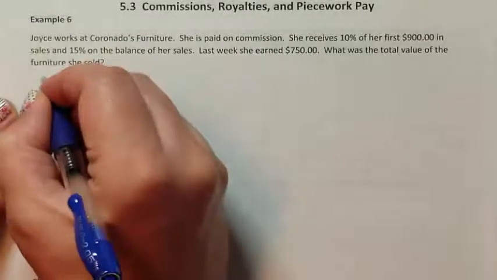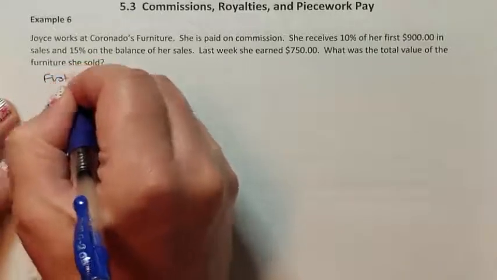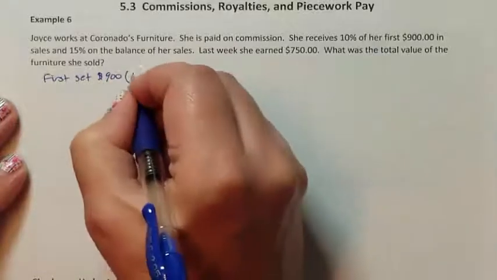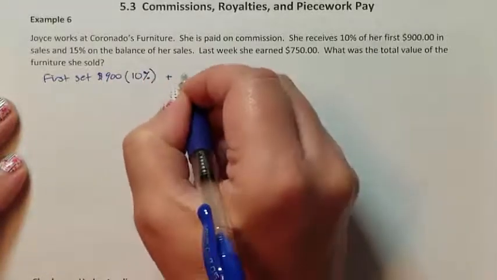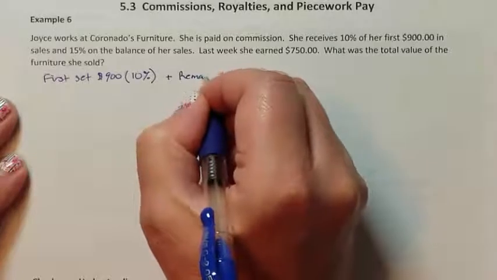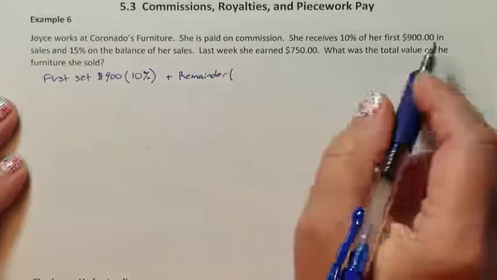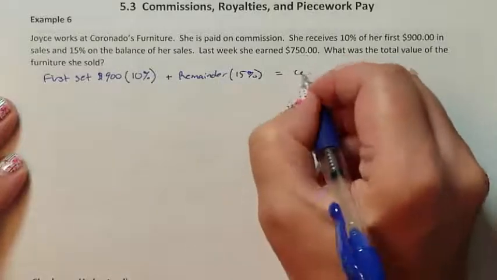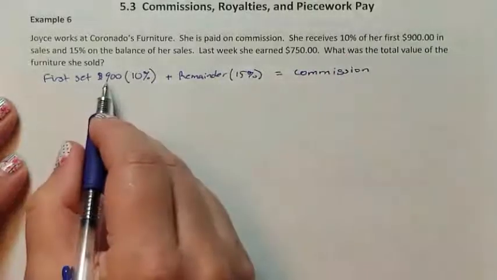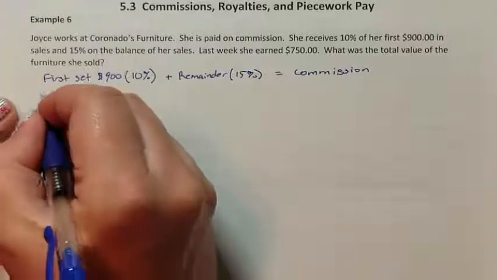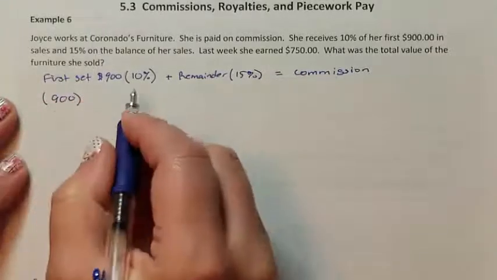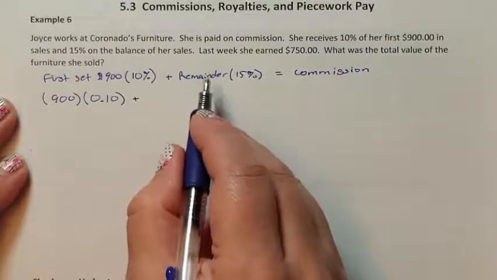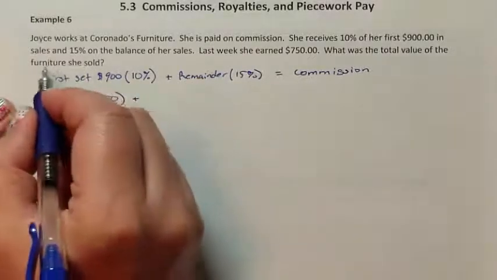We know that for the first set, the first $900, she earns 10%. We then know that the remainder, whatever the remainder is, she makes 15%. And this is what her commission would be. For the first $900, she made 10%. For the remainder, to be able to find the remainder, we had to know how much furniture she sold.